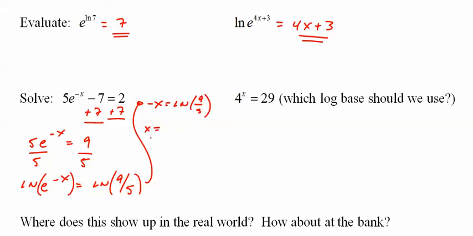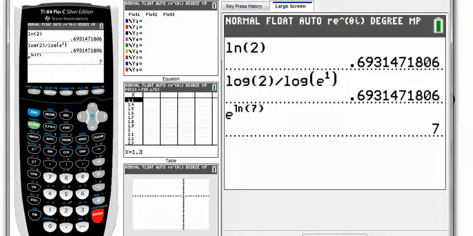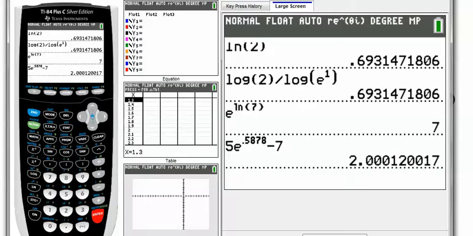Blast it out on the calculator, we'll get x equals negative 0.5878. You can check that by putting it in 5 e to the negative negative, so it's 0.5878, minus 7, should get you 2 and change. Pretty darn close.